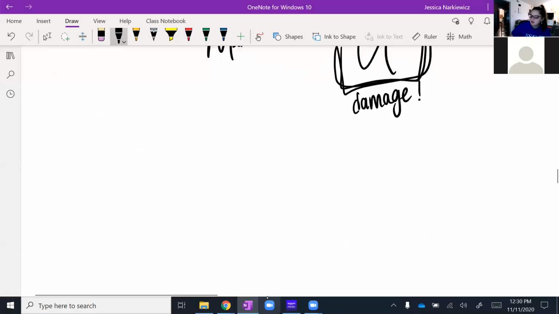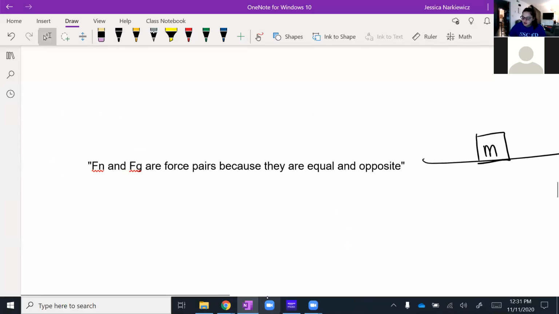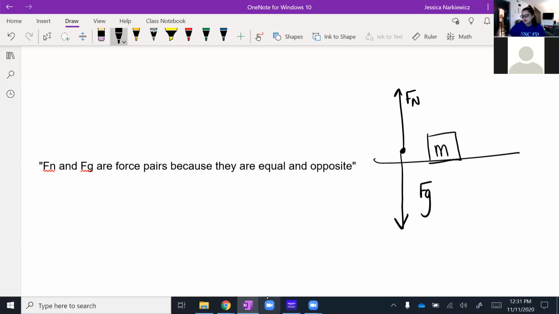Okay. So another really common misconception that students have is they think that the normal force and the force of gravity are force pairs because they're equal and opposite. So this really comes up when we have a box sitting on a table and students see a free body diagram that looks something like this, and they're able to recognize that the normal force and the force of gravity are equal. So it is true that they are equal in magnitude but opposite in direction, but they are not force pairs.